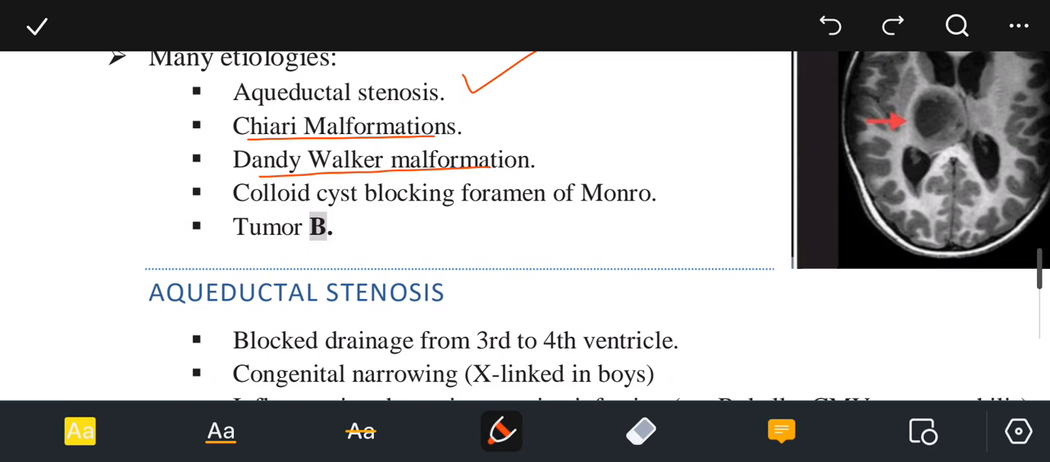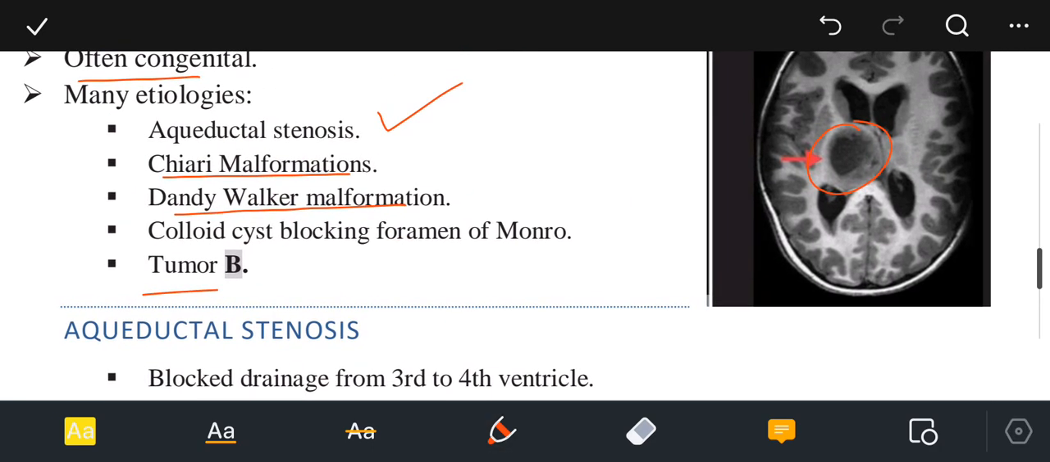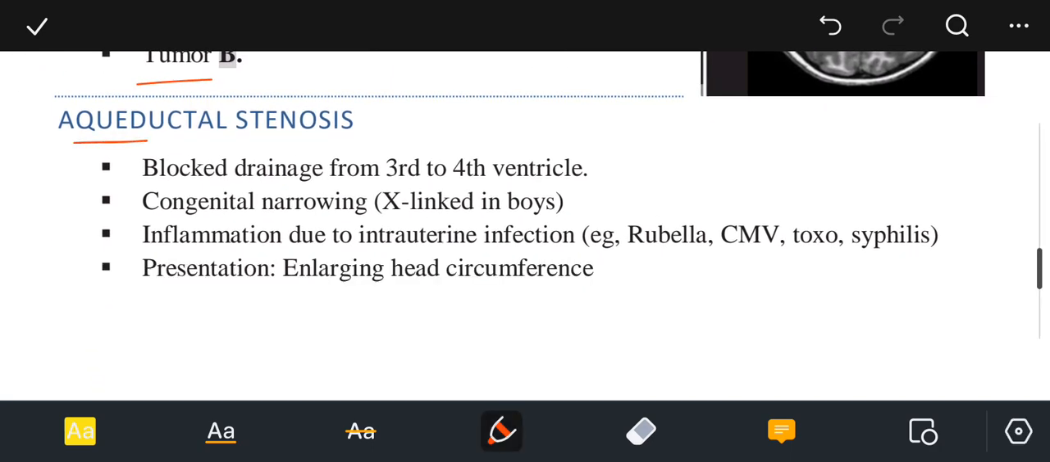Then we have a tumor, as you can see in this picture. This tumor can also result in non-communicating hydrocephalus, because it may be obstructing the foramen of Monro, or the cerebral aqueduct of Sylvius, or anything. So if the tumor is obstructing the ventricular system, that will also result in the non-communicating or obstructive hydrocephalus.